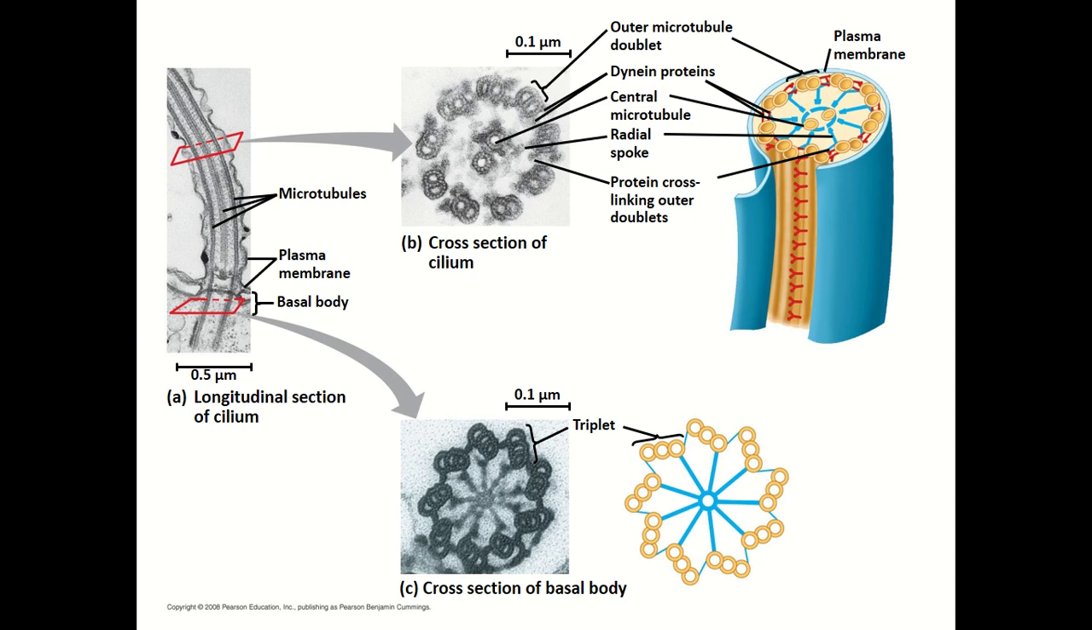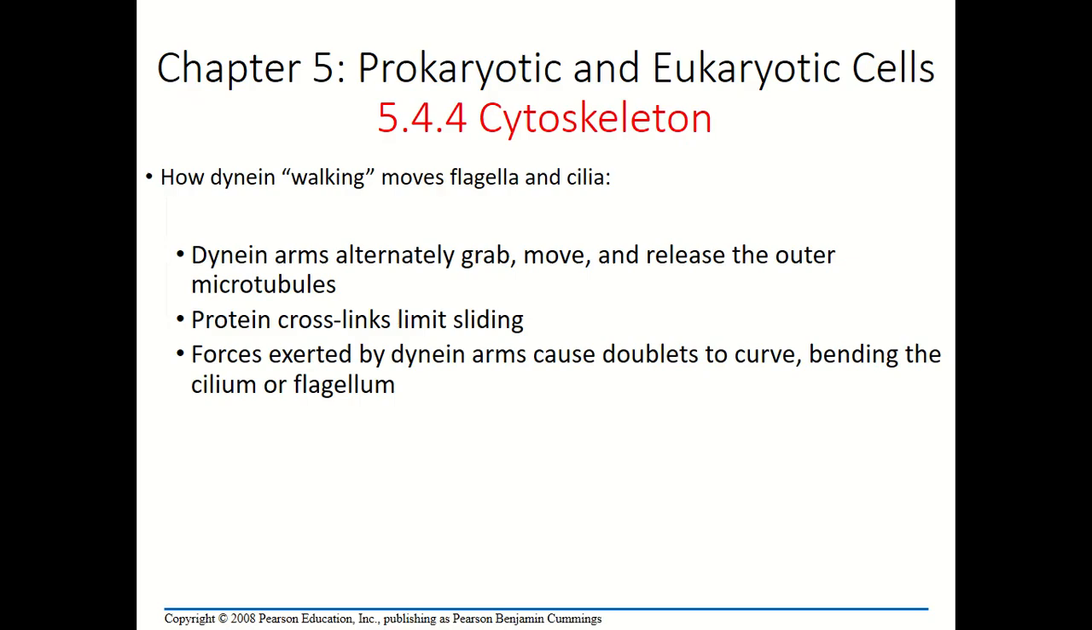Okay, this is what the cross sections of the cilia and the flagella look like. As I mentioned earlier, they contain a basal body. Both cilia and flagella have a basal body, and both are wrapped by a plasma membrane. And the third one is that both cilia and flagella contain dynein proteins, which are responsible for the movement patterns of the cilia and the flagella.